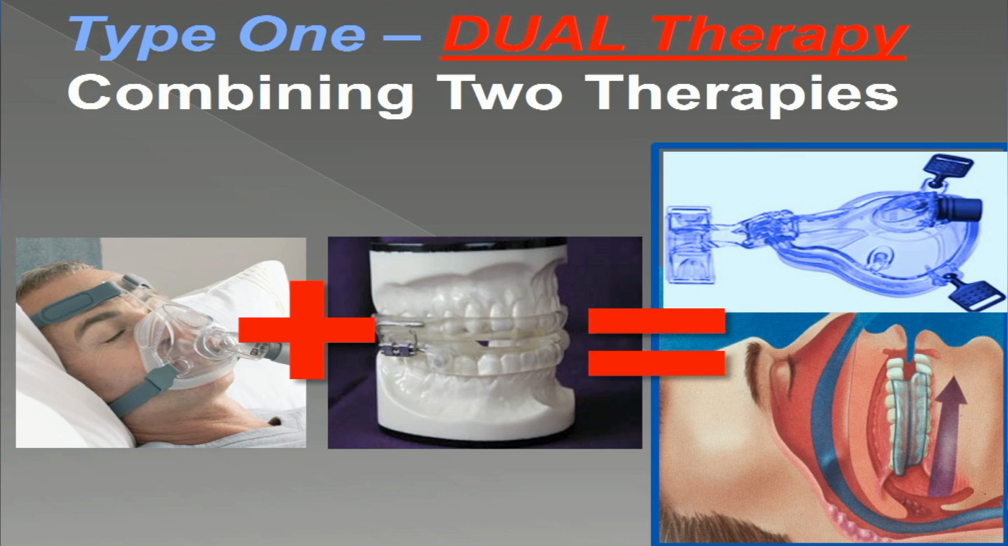So the first type of combination therapy is called dual therapy. It's combining two therapies at once. It's simply the patient's on CPAP, and the dentist makes an oral device and applies it to the patient at the same time. Now, the dentist's role in this is simply to make the device. And when you make the device, you only have to advance it 2 or 3 millimeters.